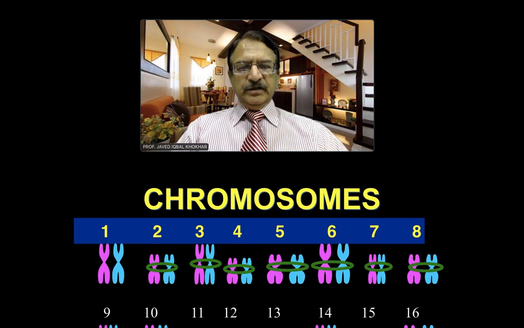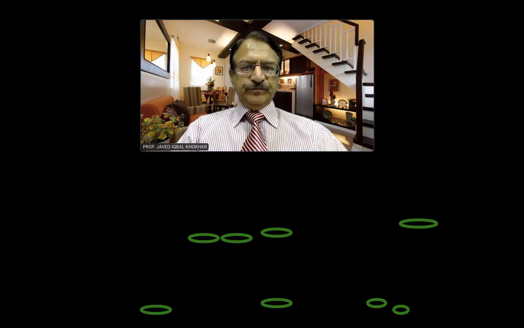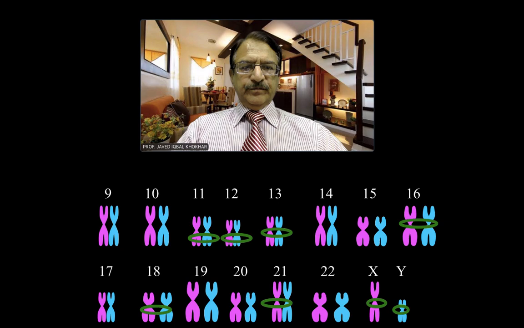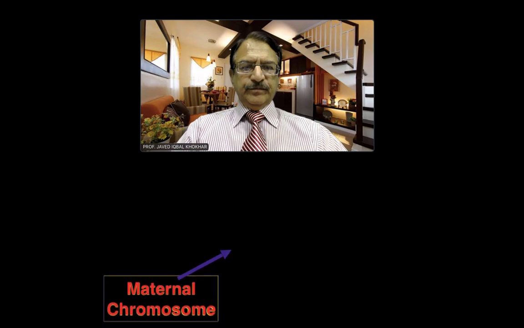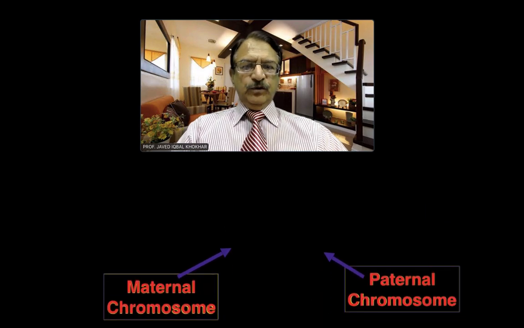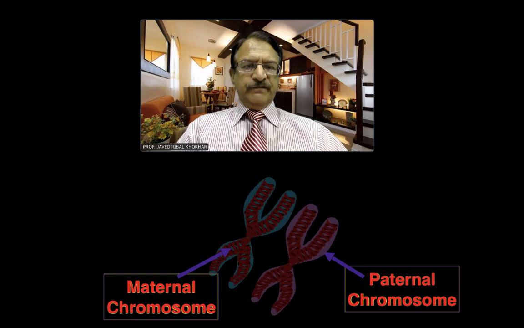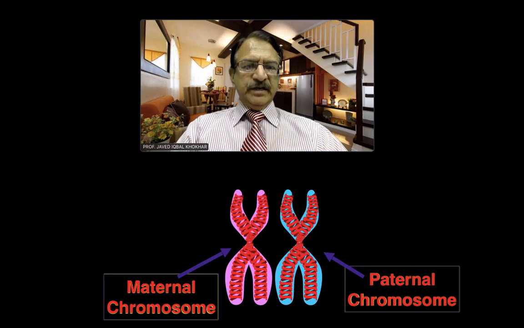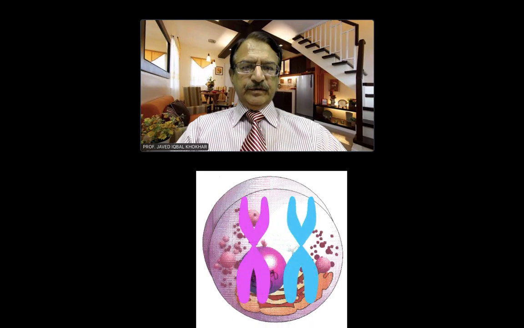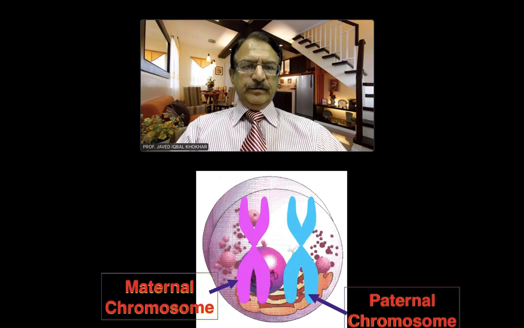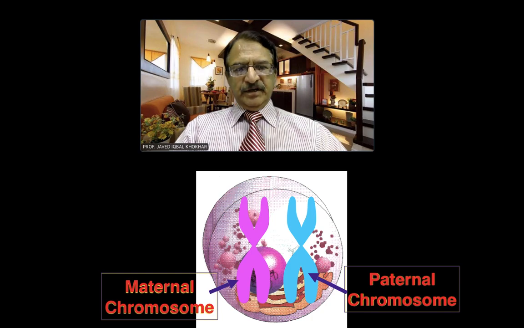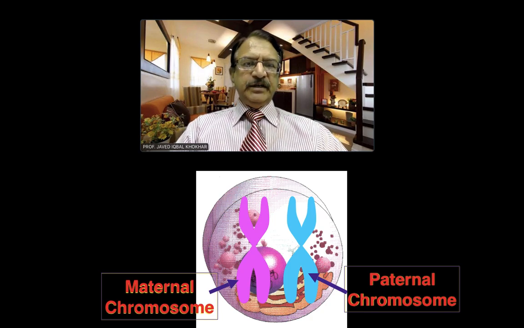So this is a pictorial diagrammatic representation of various chromosomes. As we know, half of the material comes from the maternal side and half from the paternal side. So this is just a diagrammatic representation where the nuclear material is shared by both parents, maternal and paternal.